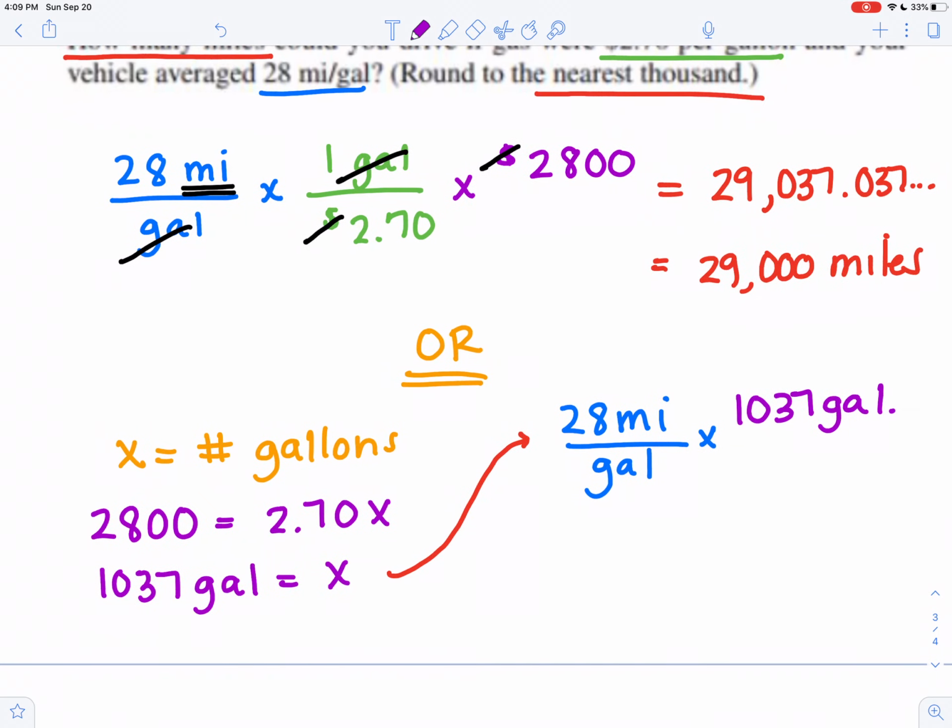That's going to give me a value here of 29,036. Now again, a little bit different than my initial answer above, but because I'm rounding to the nearest thousand, this is also going to show me that I could travel 29,000 miles on $2,800.